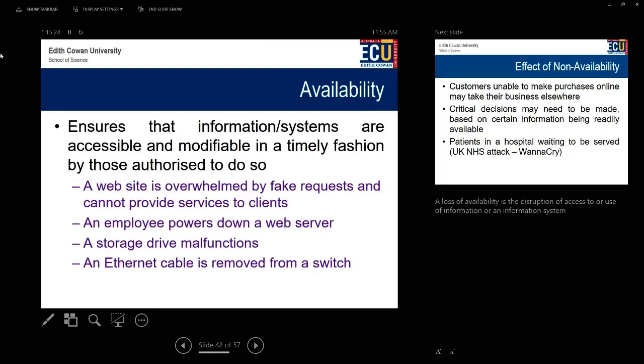Availability: ensuring that information systems are accessible and modifiable in a timely fashion by those authorized to do so. A website is overwhelmed by fake requests and cannot provide services to clients. This is an example of an availability attack.